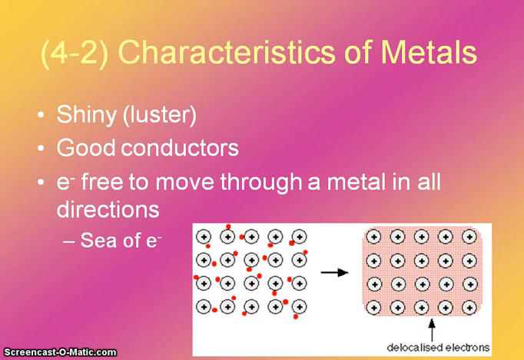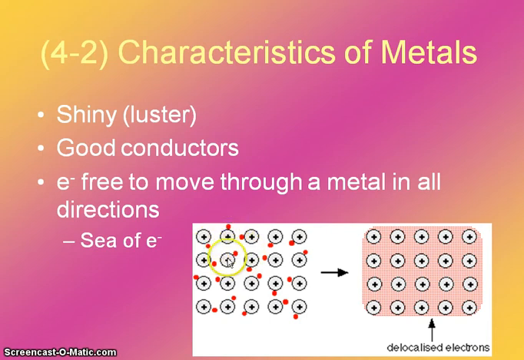They're also good conductors of both heat and electricity, and the reason they're such good conductors is because they have what's called a sea of electrons, which means that their electrons are delocalized or free to move around throughout a metal in all directions. So for instance, say this is a sheet of aluminum foil. And each of these little circles represents an aluminum atom, and the little red dots are the electrons. These electrons don't have to stay only with the atom that they go with.